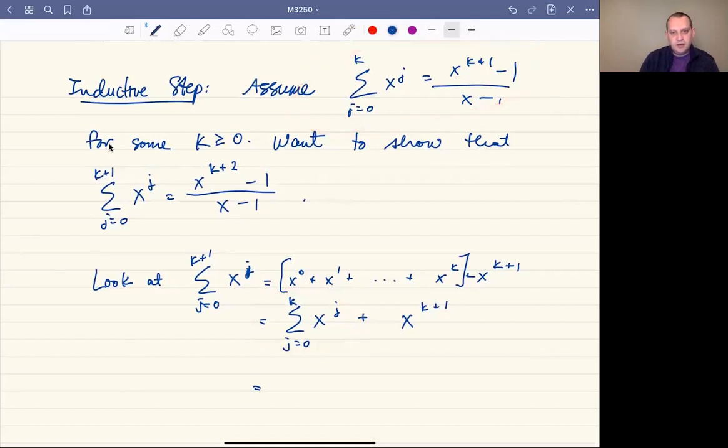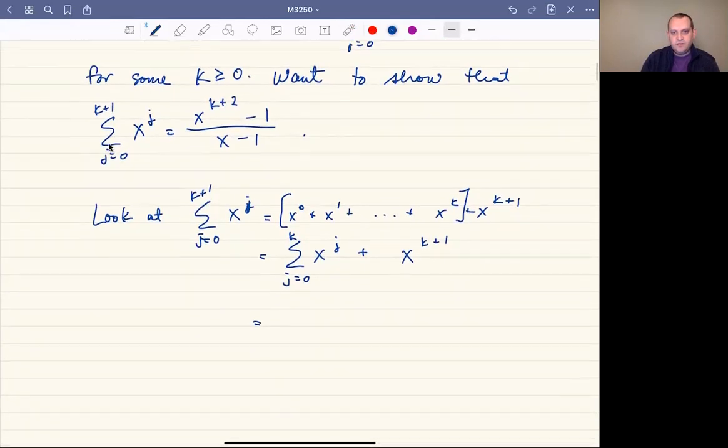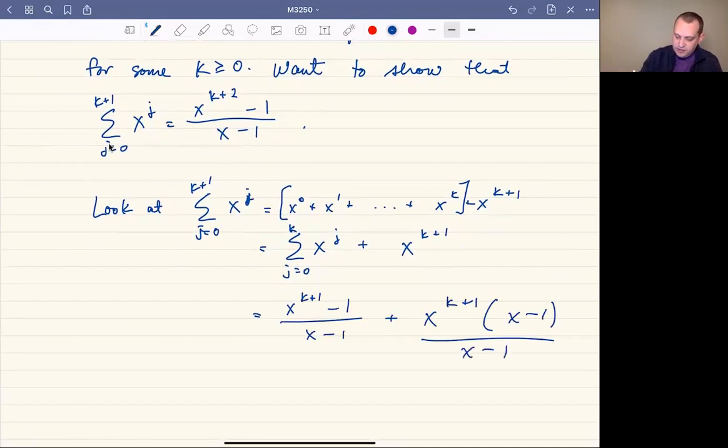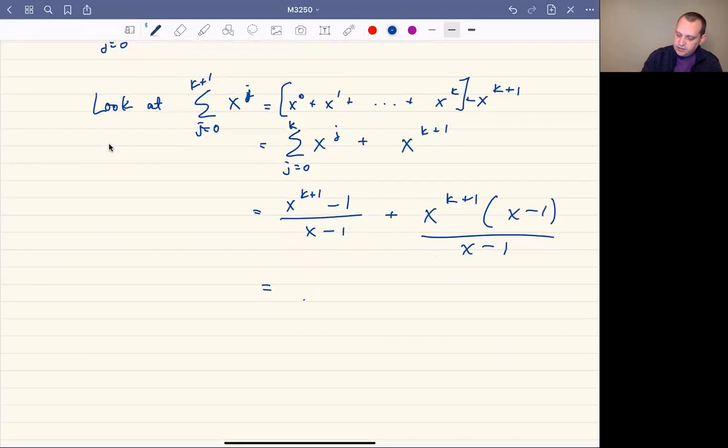So let's plug it in. And it turns out that the sum from 0 to k is going to have the formula x to the k plus 1 minus 1 over x minus 1. And then to that, we're going to add x to the k plus 1. And so let's just get our common denominator now. So I'm going to multiply and divide by x minus 1. And then I'm going to write this as a single fraction.